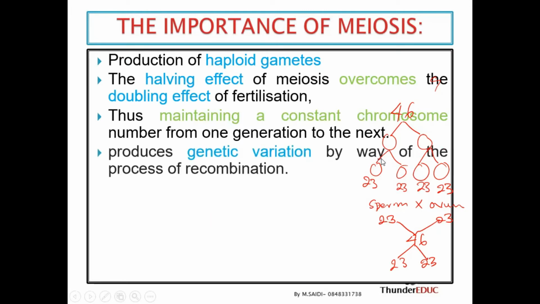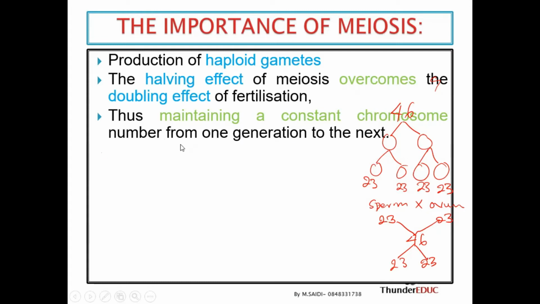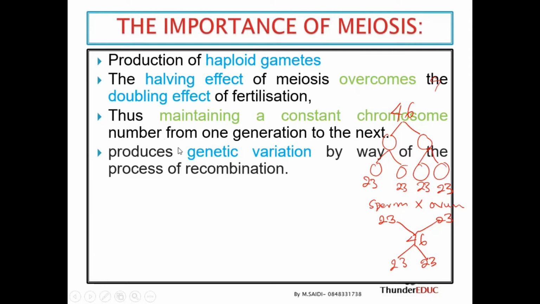Number three, another thing is that meiosis produces genetic variation. Remember, in prophase one you have a process called crossing over. This crossing over helps in the exchange of genetic material. Because there is exchange of genetic material, you will have different sperms. We know that you produce over 300 million sperms per single ejaculation. Each sperm is different. It is as a result of the process called crossing over during prophase. So it brings about new recombinants, new combinations of genetic material.